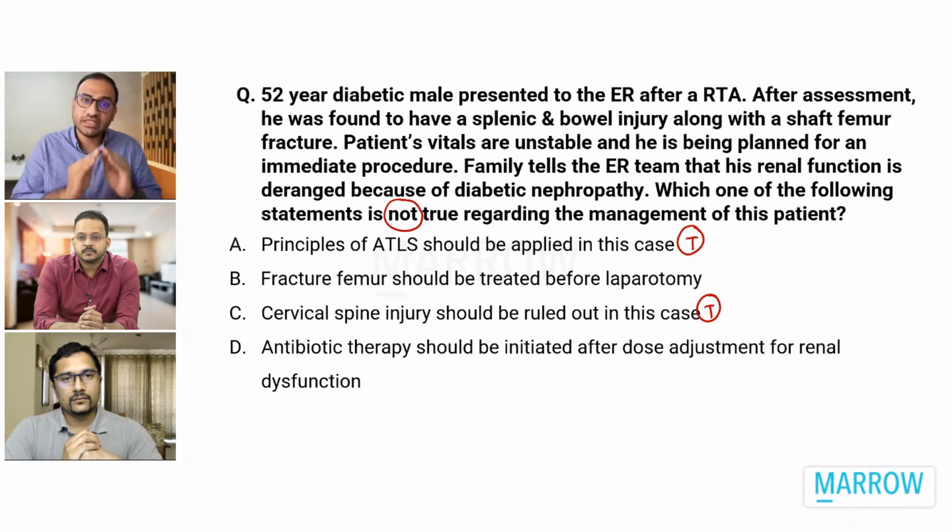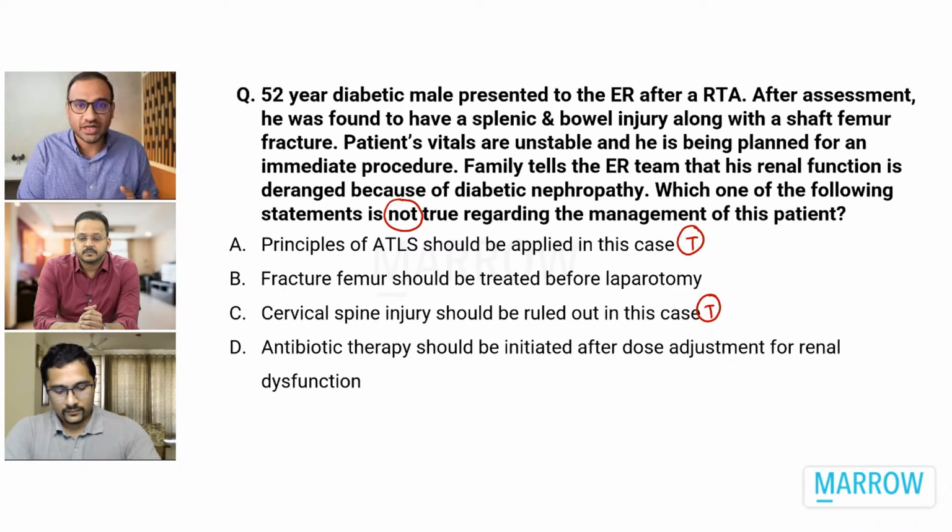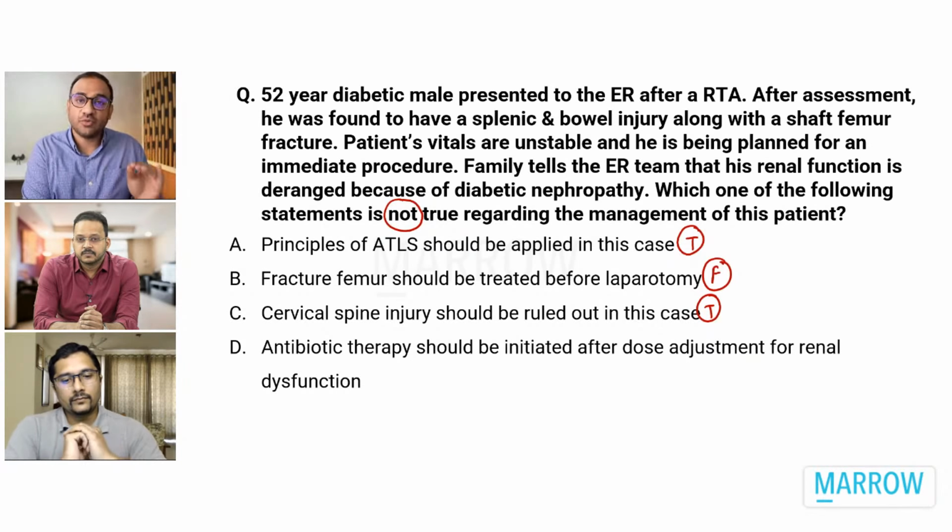So that is why we temporarily manage the fracture and go for bigger treatments that can save the life of the patient, like a laparotomy or addressing the head injury or whatnot. So here option B, which says fracture femur should be treated before a laparotomy, is a wrong option. You do not do that. You temporarily stabilize it and send the patient for bigger treatments, for major treatments, for treatment of life-threatening injuries, and stabilize the patient. And once the patient is physiologically stabilized, you can take him for the definitive treatment of the femur fracture a week or two later.